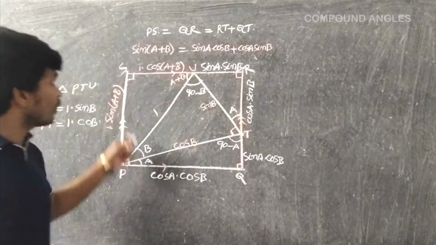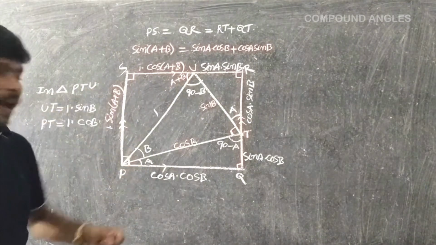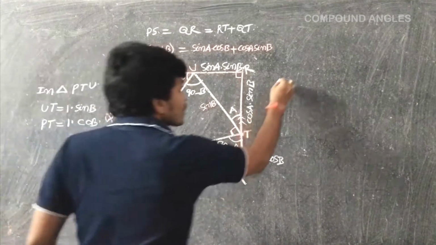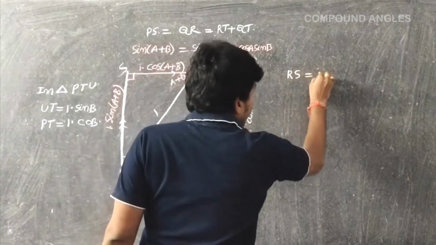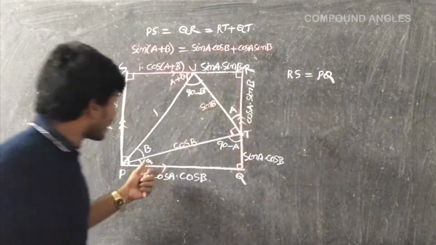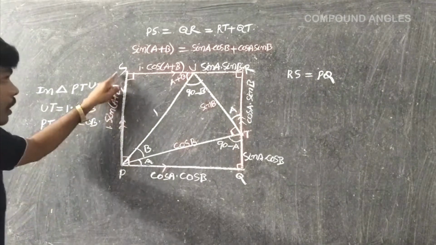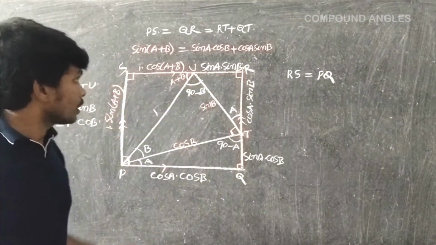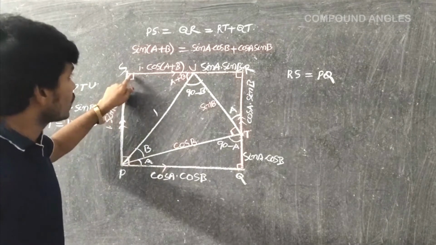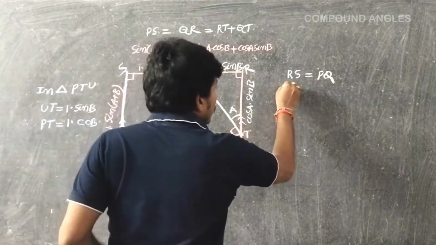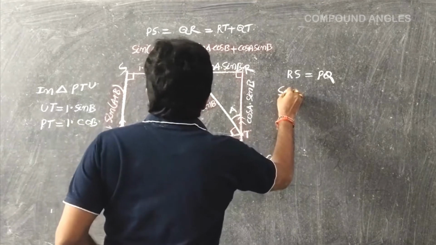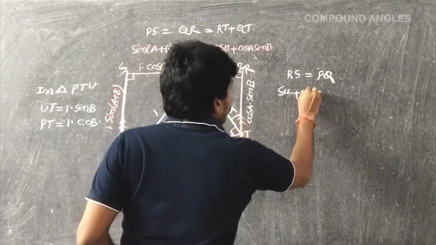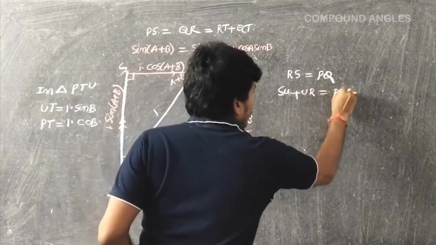Now we are discussing one more opposite side. What is that? RS and PQ. RS is equal to PQ. Yes or no? So what is the RS value? RS value is this and PQ value is this. So RS is nothing but a sum of SU plus UR, that is equal to PQ.